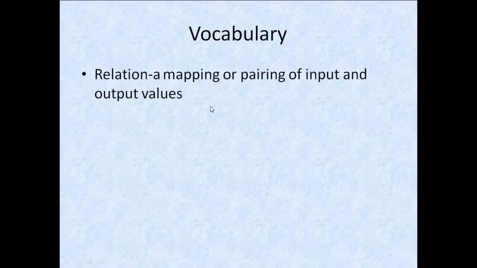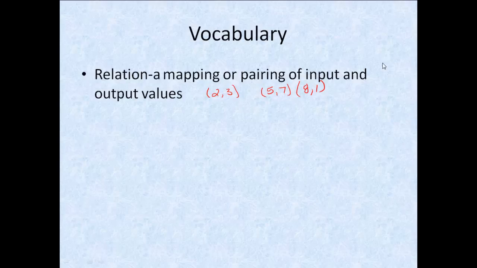We're going to look at the basics of functions. We're going to start with some vocabulary first, and our first one is a relation, and that's a mapping or a pairing of input and output values. Now, this pairing could be a list of ordered pairs, so 2, 3, 5, 7, 8, 1.